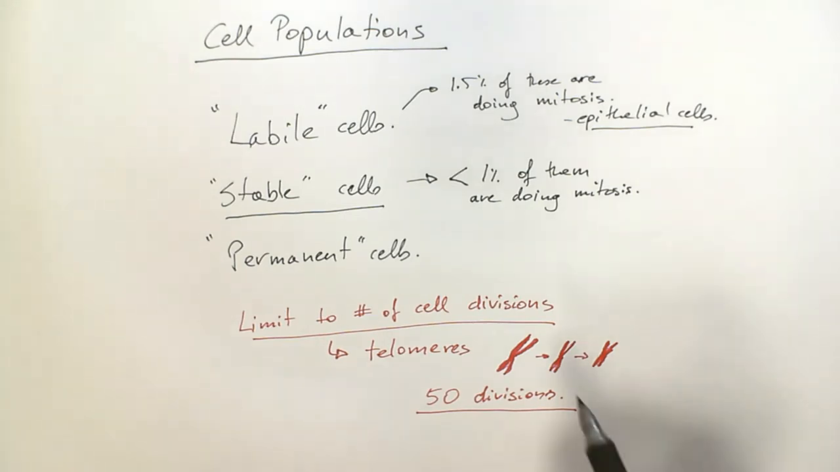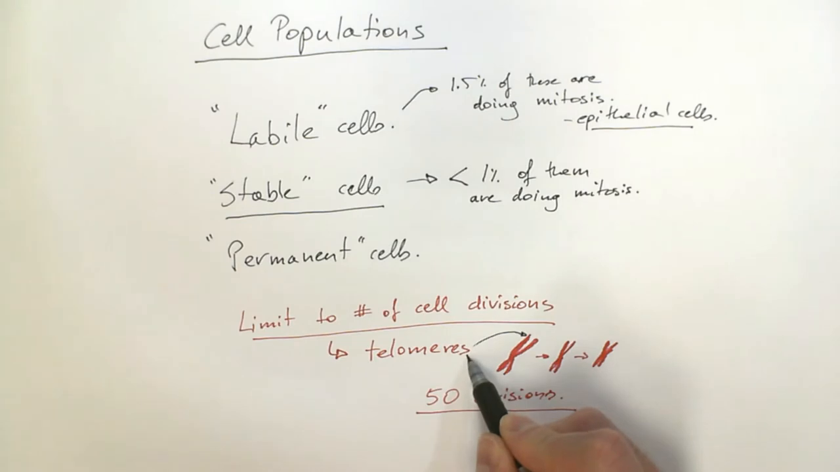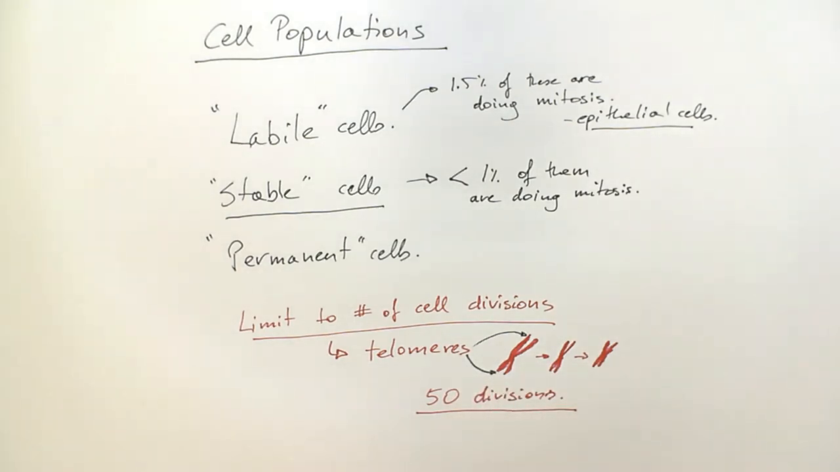Most of them will be dividing fairly early on in your life to give you the size that you are now. And then they will slow down. Over time, they will die out. As we get older, we have fewer and fewer of these cells. The other thing that will happen is that these cells over time become less efficient. Okay? As we age, our cells become less efficient.